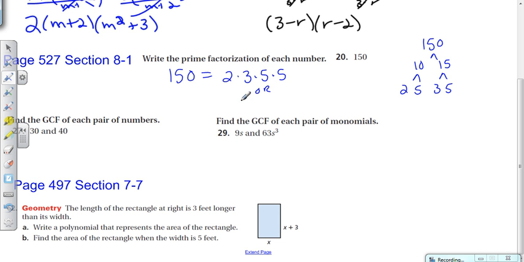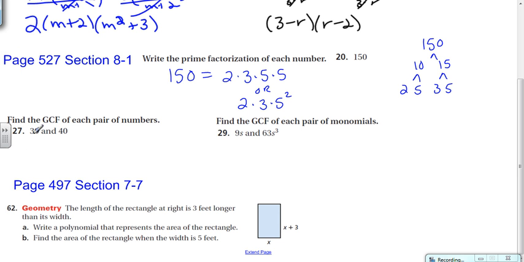Or if you wanted to shorthand it, you could do 2 times 3 times 5 squared. I'd accept it either way. If I want to do the GCF between 30 and 40, well, I look at it and I think, oh, well, I know 10 goes into both of those, so I think the answer is 10.